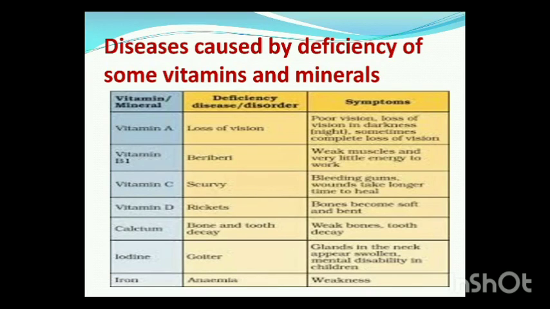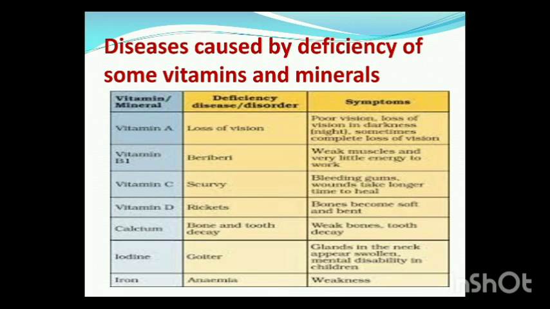Children, now we would discuss about the diseases caused by deficiency of some vitamins and minerals. As we have already discussed that vitamins and minerals are protective food and they protect us from various diseases and they keep our body healthy. Some of the vitamins are very essential for our body, and if our food lacks in those vitamins and minerals, there would be deficiency diseases. So now we would talk about different deficiency diseases, their symptoms and their cause.